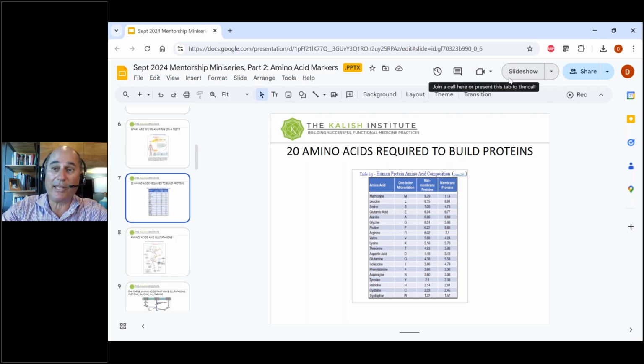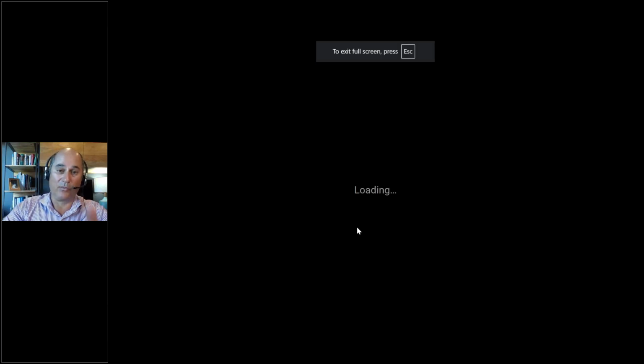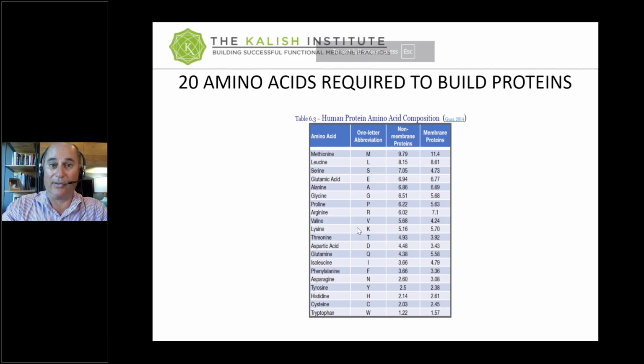General theory here, if the only thing you remember from this is this one fact, I'd be super happy for you and for myself have had a very productive 45 minutes, which is that there are 20 amino acids that are required to build proteins in the body. What proteins? All proteins except for collagen.